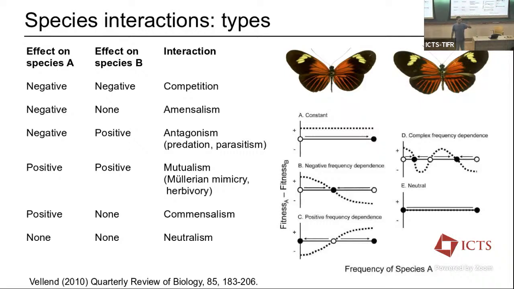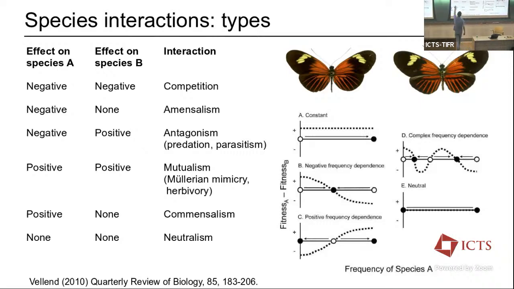Classical community ecology deals with competition, where if you take species A and you put it with species B, an increase in the abundance of species A is going to cause a decline in the abundance of species B. An increase in the abundance of species B is going to cause a decline in the abundance of species A. So that's competition between species.